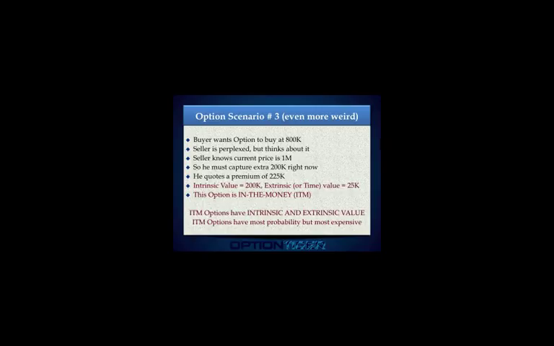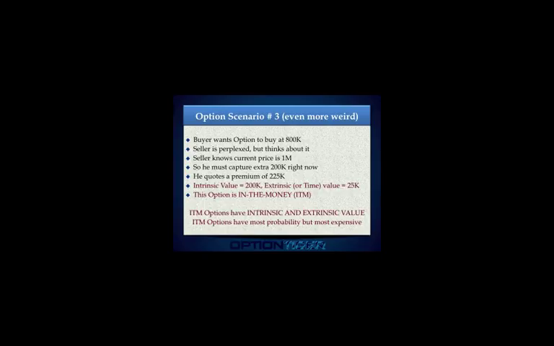He knows the value is already $1 million, and so if he sells an option at a strike price of $800,000, then he must capture that extra $200,000 value right now. So he adds $200,000 to the $25,000, which was the premium for the at-the-money option in scenario 1, and quotes a premium of $225,000. The buyer agrees and they make the deal. This scenario is for illustrative purposes only. But the point is, the buyer has now bought an in-the-money option.